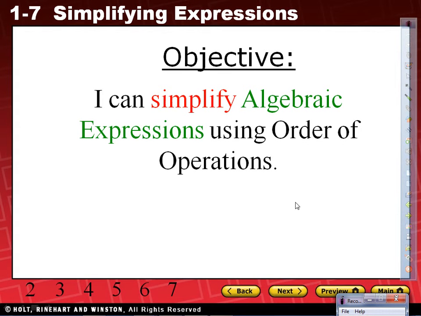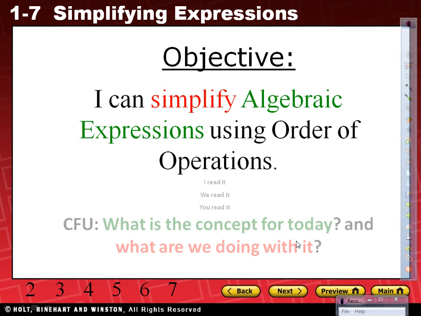Our objective for today: I can simplify algebraic expressions using order of operations. Let's read together. 1, 2, 3. I can simplify algebraic expressions using order of operations. So today we have a new concept. Turn to your neighbor and let them know what the new concept is for today.